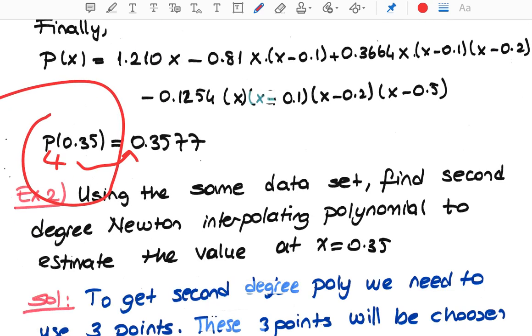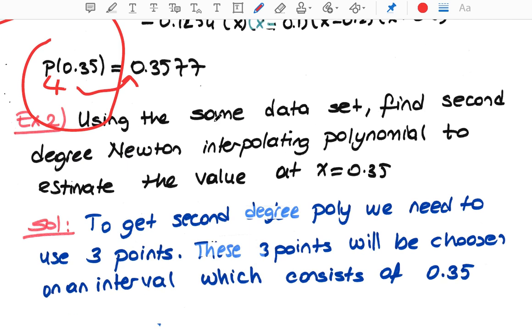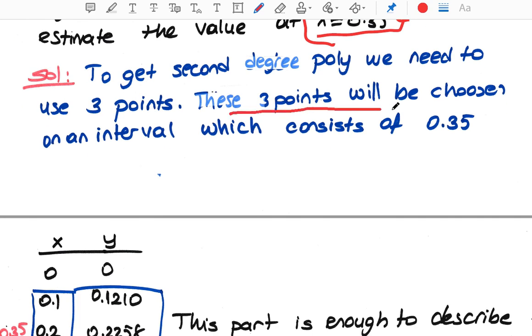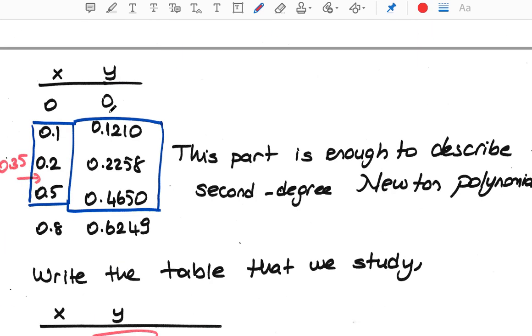This is again important. Using the same data set, find the second degree Newton interpolation polynomial to estimate the value. Again the same estimation, and again the same data set we are using, trying to find a new estimation corresponding to the same value. But the thing is, we need to use second order. Second degree means that you should use three nodes. These 3 nodes will be chosen from the interval.